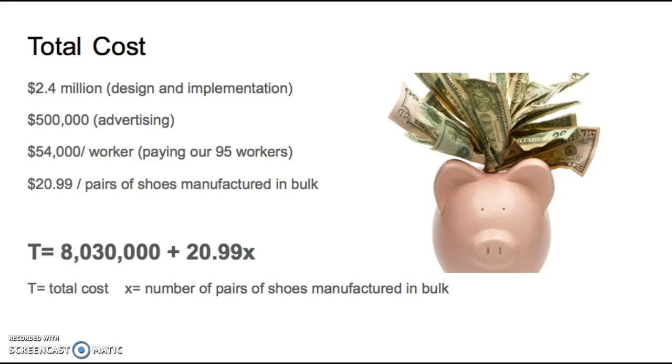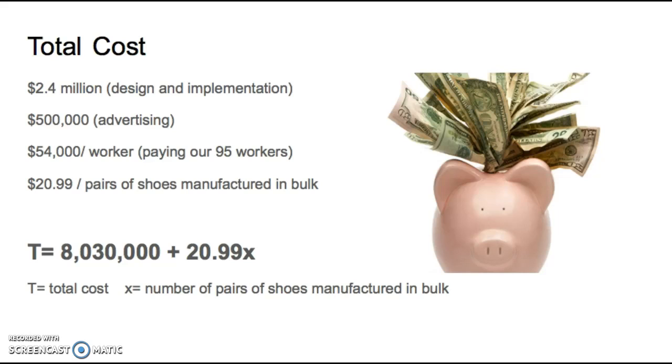We first want to combine our like terms, and these are our constants in this equation. So we want to combine 2.4 million, 500,000, and 54,000 per worker. Before we do this, we must figure out how much we are going to be spending in worker wages. In order to figure this out, we multiply 54,000 times 95. And we find that we will be spending $5,130,000 in worker wages. We can then add the 2.4 million and the 500,000 to this. And this is how we find the 8,030,000.